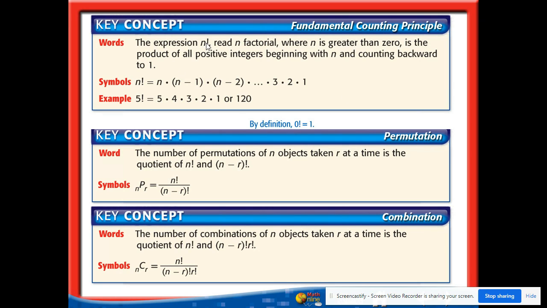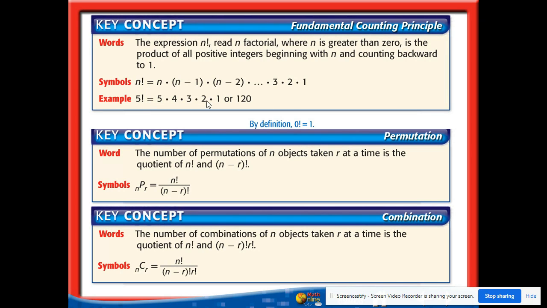The expression n factorial, or n with an exclamation point, is read n factorial. It happens when we do 5 times 4 times 3 times 2 times 1, or the value times the next lower, times the next lower, times the next lower, all the way until we get to 1. So 8 factorial will be 8 times 7 times 6 times 5 times 4 times 3 times 2 times 1. That's the definition of what a factorial is.